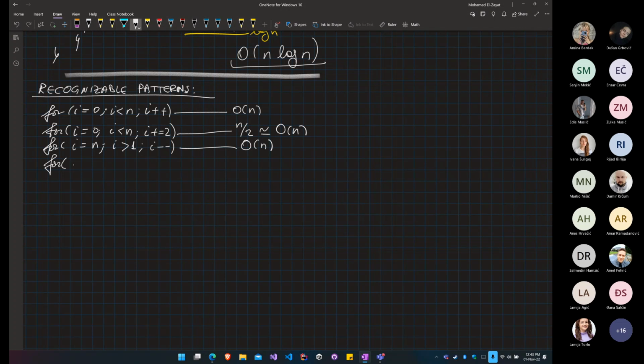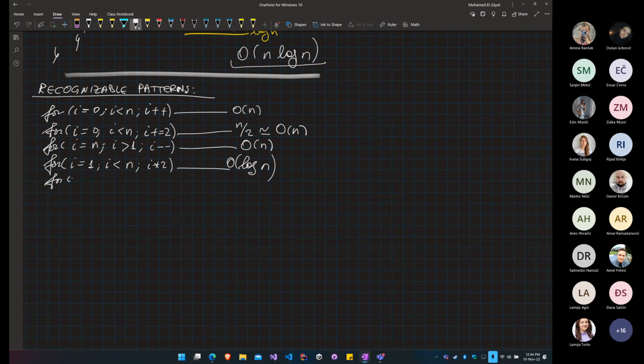So for i equals 1, i is less than n, i times equals 2, then we know that this is actually log n. So this is order of log n.